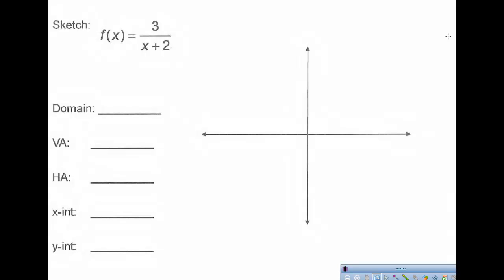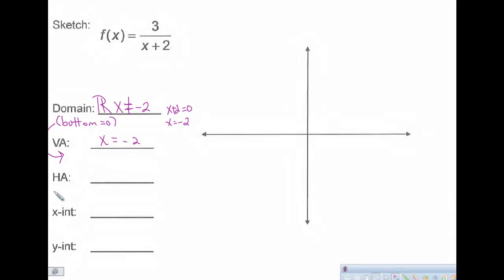Now let's sketch the function 3 over x plus 2. First, let's get our domain by setting the bottom equal to 0. The domain is all real numbers, except where x is equal to negative 2. The vertical asymptote is x equals negative 2, because we do the same thing. We set the bottom equal to 0 to find it.